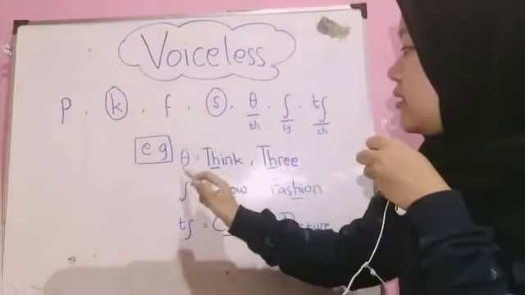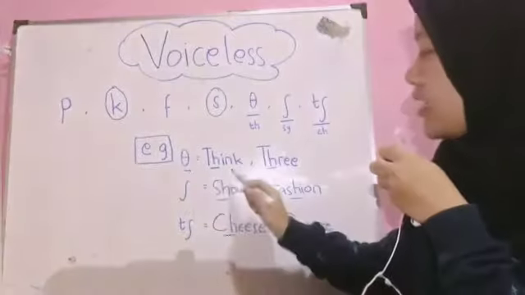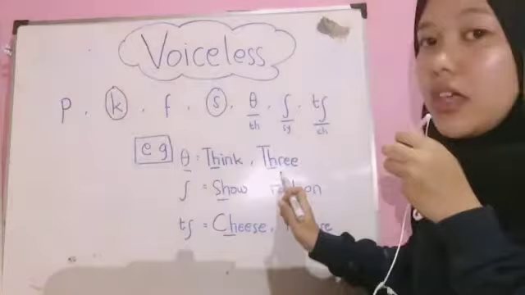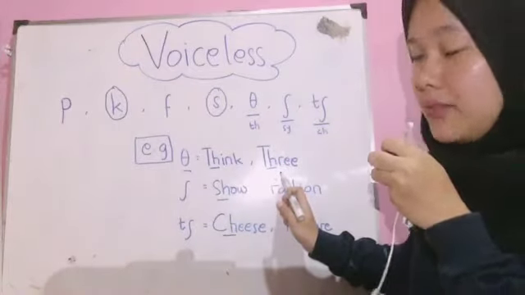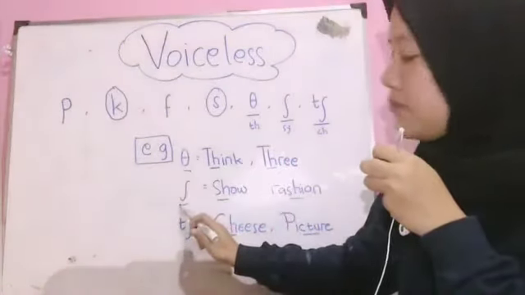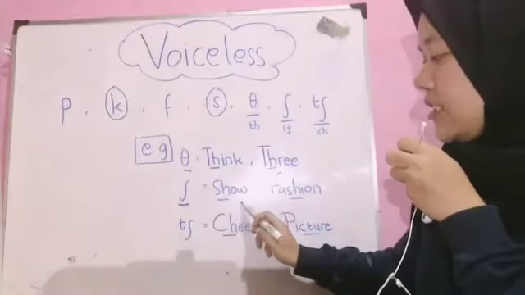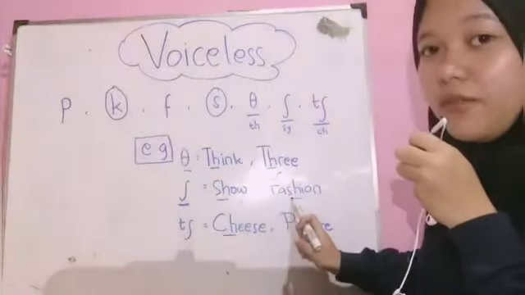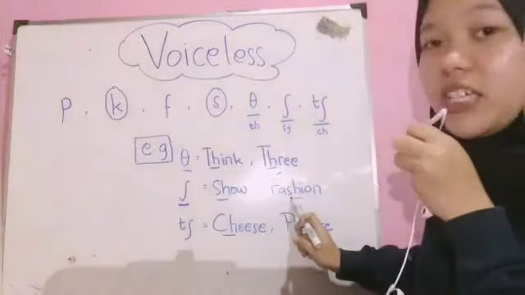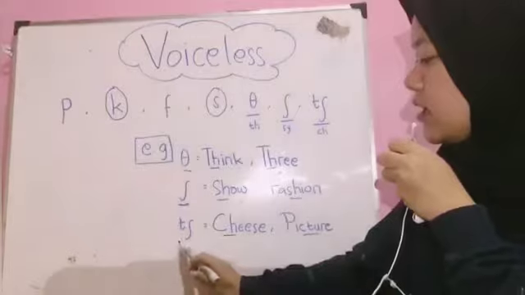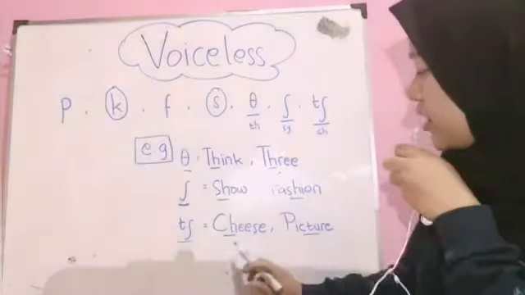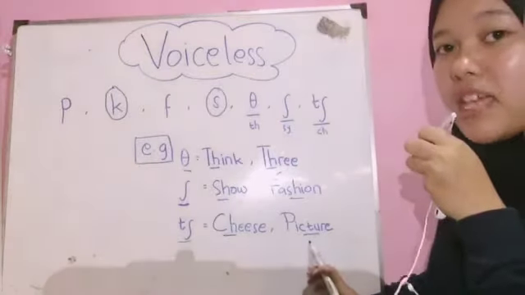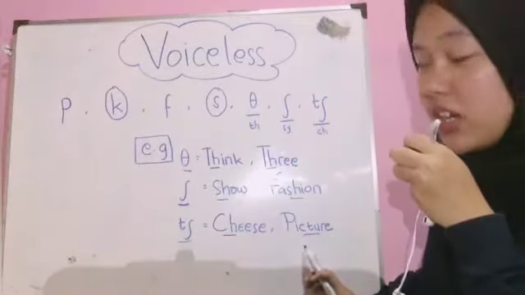Example, th: thing, three. Sh: for example, show, fashion. Ch: cheese, picture.